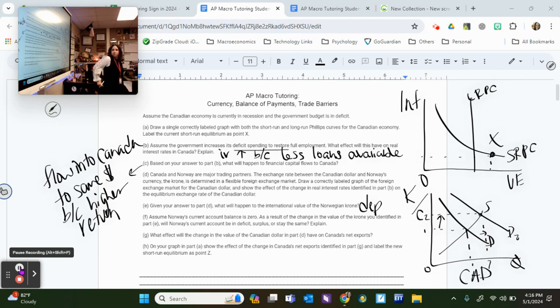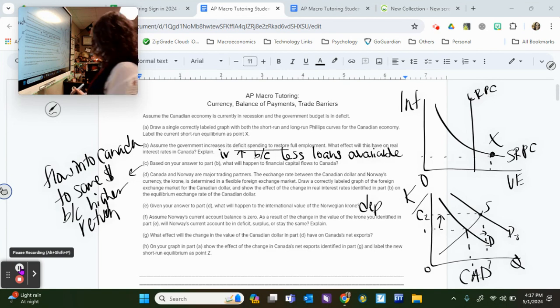All right. So Norway depreciated, Canada appreciated. What will happen to Norway's current account? Will it be in deficit, surplus, or stay the same? Explain. It will go up because of net exports. Well, their value depreciated, and when the currency depreciates, that makes things relatively cheaper, and so they will sell more of them.